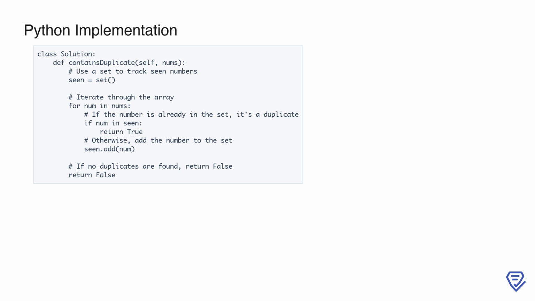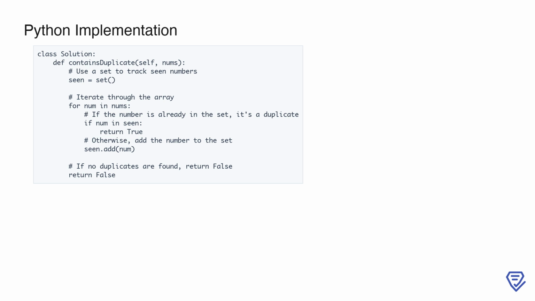Next, we loop through the input list nums. For each number in the list, we check if it is already present in the seen set. If it is, this indicates that the number is a duplicate, and we immediately return true. This early exit ensures that we stop processing as soon as a duplicate is found, saving unnecessary computation. If the number is not in the set, we add it to the set. This ensures that for subsequent iterations, the current number will be recognized as a duplicate if it appears again.